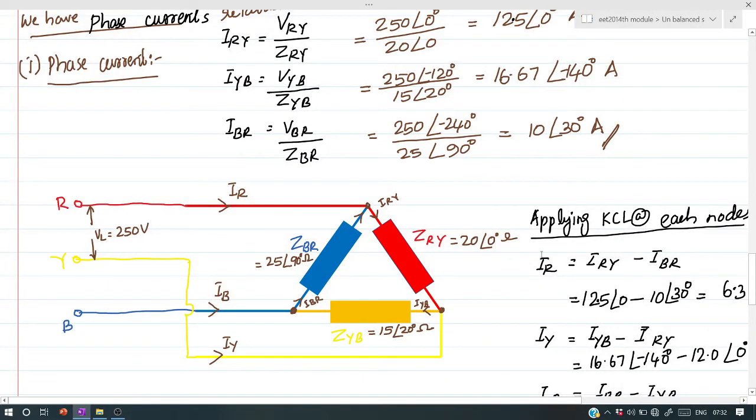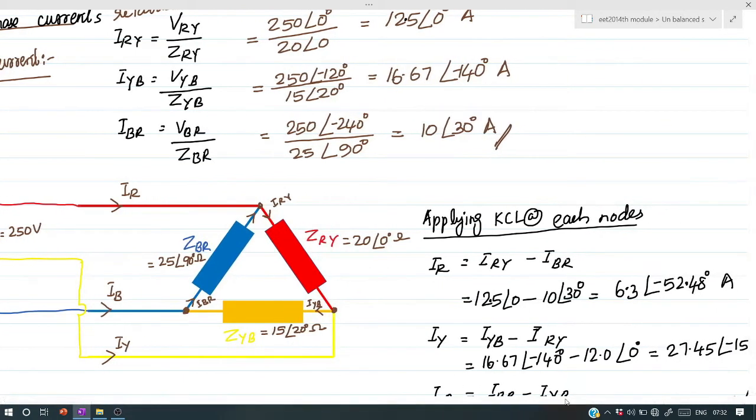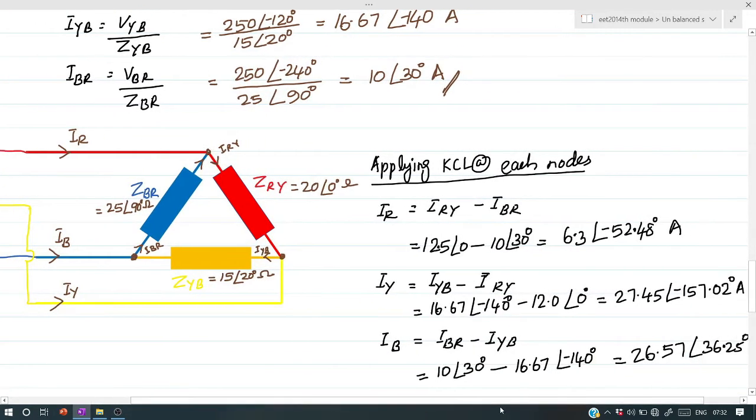We can find out IR as IRY minus IBR. Substituting IRY and IBR, which is obtained from here, in this equation, we can obtain IR as 6.3 angle minus 52.48 degree, that much ampere. IY can be obtained as IYB minus IRY. Substituting the value of IYB and IRY, we can obtain IY as 27.45 angle minus 157.02 degree, that much ampere. And finally, IB is equal to IBR minus IYB, which is obtained as 26.57 angle 36.25 degree, that much ampere.